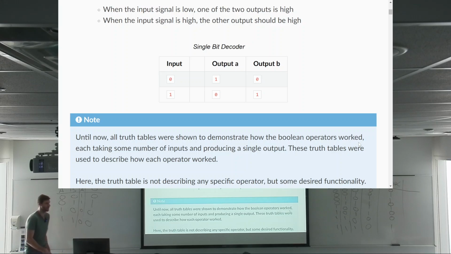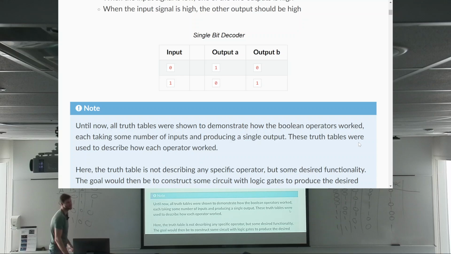Here, a truth table is not describing any specific operator, but some desired functionality. So if we look at this, here's A, B, here's not A, and here's some output I wanted, right? This is what I want to happen, but I don't know what operation it is. This is just my output. That's what I'm showing here. What's the operation to do this? I don't know, but this is what I want. So I'm using the truth table from the flip side. I'm not describing an operator, or the functionality of an operator. I'm describing the functionality in looking for the operator, or operations, that I need.